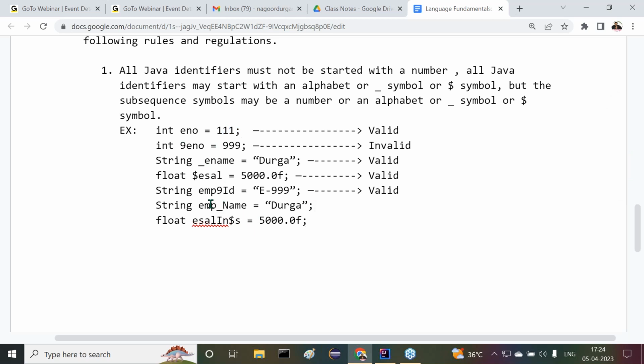All right. Then what about the next one? EMP underscore name. Is underscore allowed as a starting symbol? As a starting symbol itself it is allowed. So in the middle automatically we are able to allow that. So here it is valid. Here we can understand. Now tell me, what is the last one here?